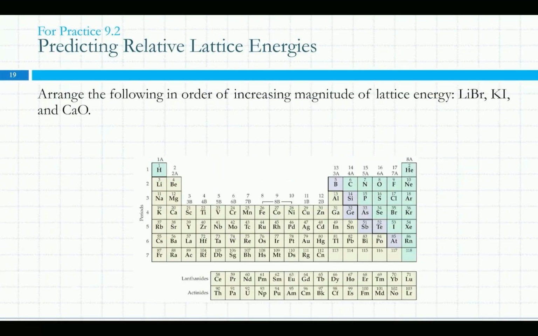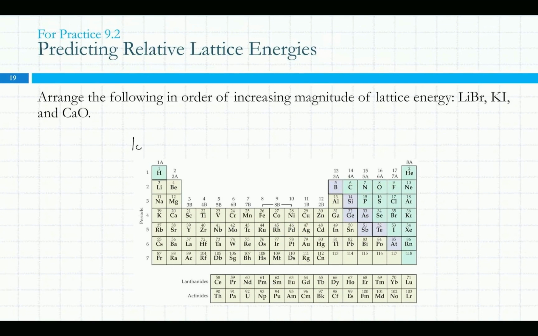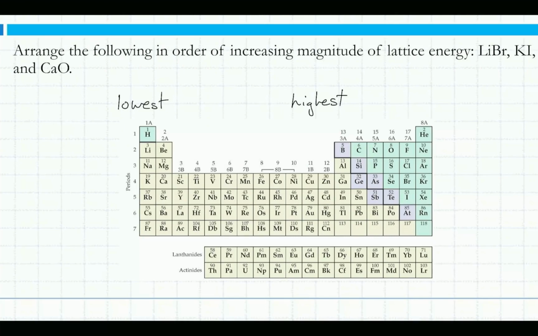Okay, so we're going to sort lithium bromide, potassium iodide, and calcium oxide in order of increasing magnitude. So I guess left to right, let's do lowest to highest. What's going to be the lowest or highest between lithium bromide, potassium iodide, and calcium oxide? Which one's going to be the lowest ionization energy?